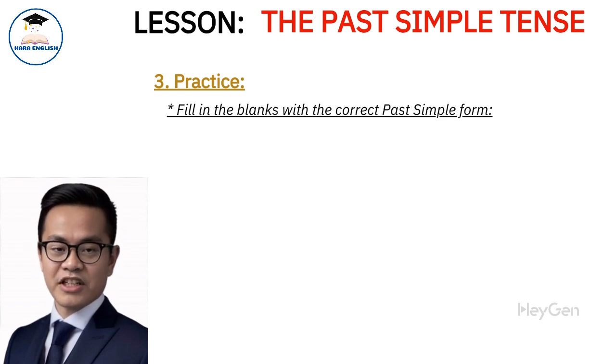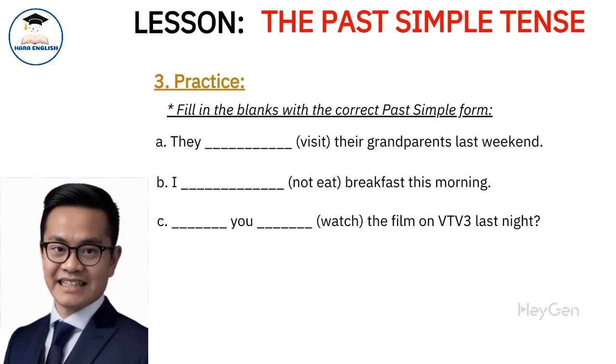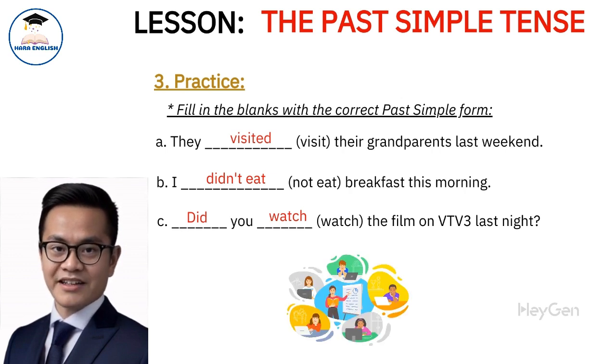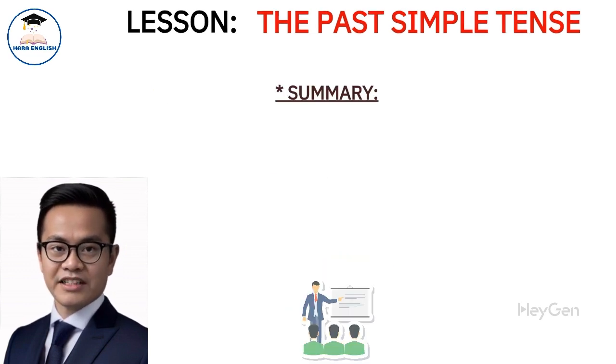Please fill in the blanks with the correct past simple form. Pause the video and complete these sentences. Finished? Okay. Let's check together. A. They visited their grandparents last weekend. B. I didn't eat breakfast this morning. C. Did you watch the film on VTV3 last night? Good job. You're talented.